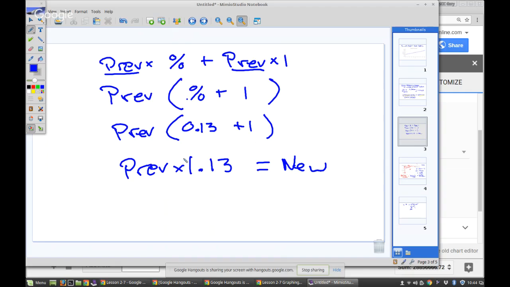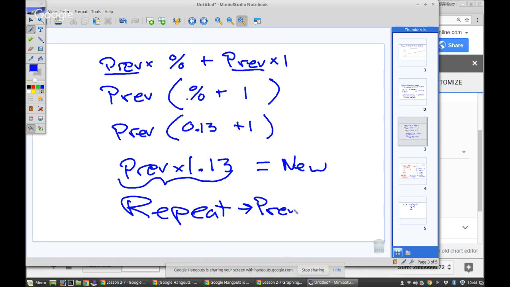Now, didn't we repeat that over and over again? Yeah. So we kept taking the previous population. This is now the new population, but in the next 10 years, that's the previous one. So as we repeat this over and over again, all we're doing is repeatedly multiplying by 1.13, and again by 1.13. What happens when you repeatedly multiply? What do we call that in math? Powers, right? Exponents.